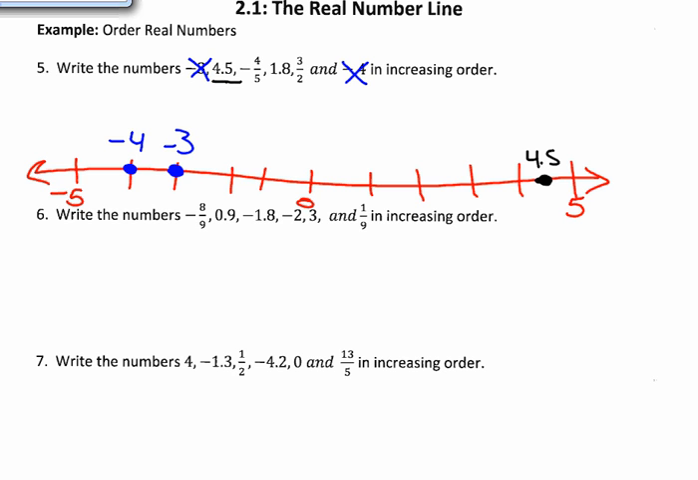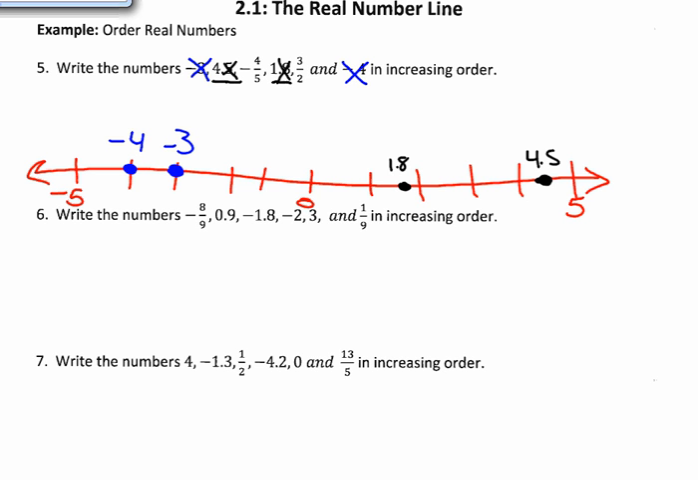1.8, same thing. Now let's mark our 4.5 here. 1.8. It's going to be past 1, but not quite to 2. It's going to be somewhere in here. Again, it's past 1 because it's 1 and something, but it's not quite to 2.